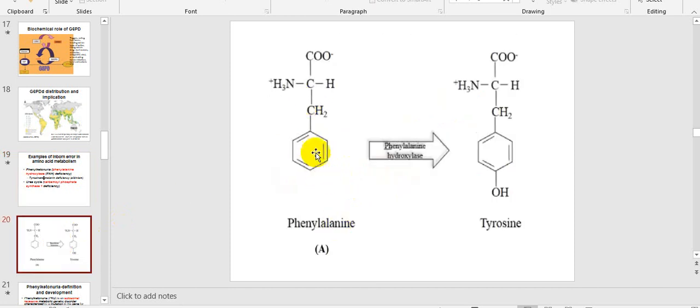So let's see. This is phenylalanine. Phenylalanine hydroxylase will add a hydroxyl group. This is the hydroxyl group. It will add it to phenylalanine to produce tyrosine. So you see, when you add OH to phenylalanine, it will produce tyrosine. And lack of this tyrosine will lead to albinism because tyrosine is used to produce melanin.